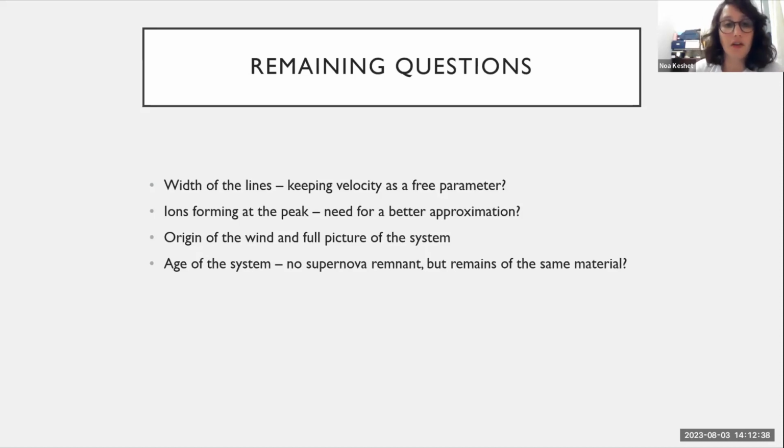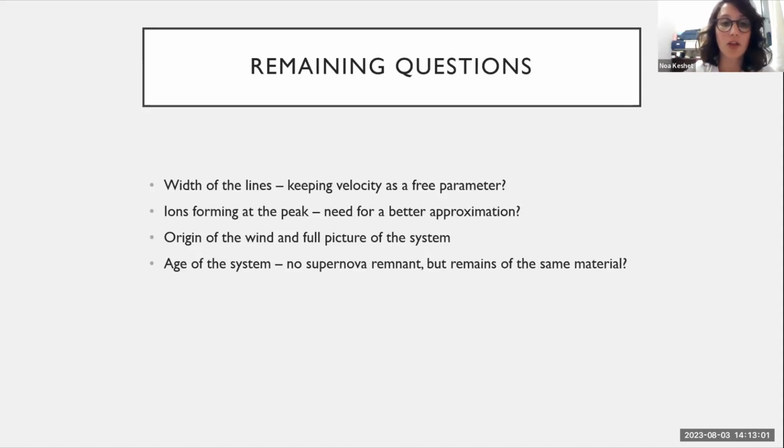And as I mentioned, there is still the puzzle of the origin of the wind. What is the full picture of the system? How can we see such large discrepancies and such a different picture when looking at the companion and from looking at the outflow? Maybe this tells us something about where the outflow exactly is located, how far away it is. We do not yet know. We will be happy to hear thoughts.